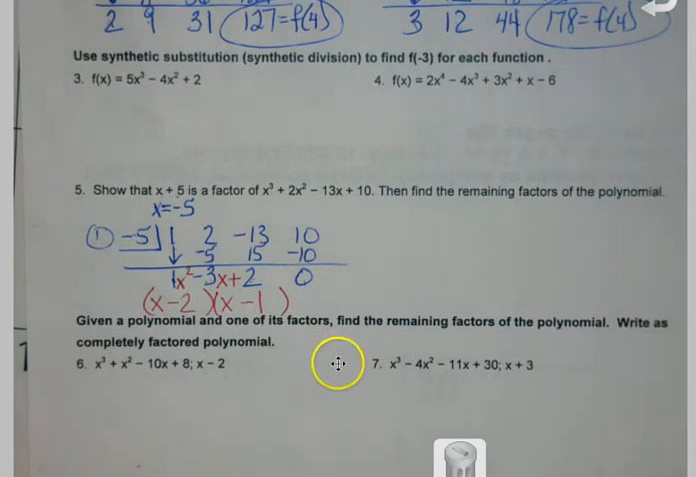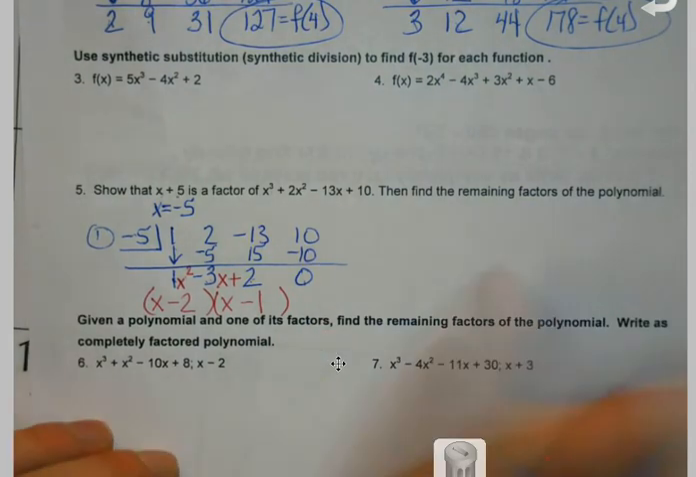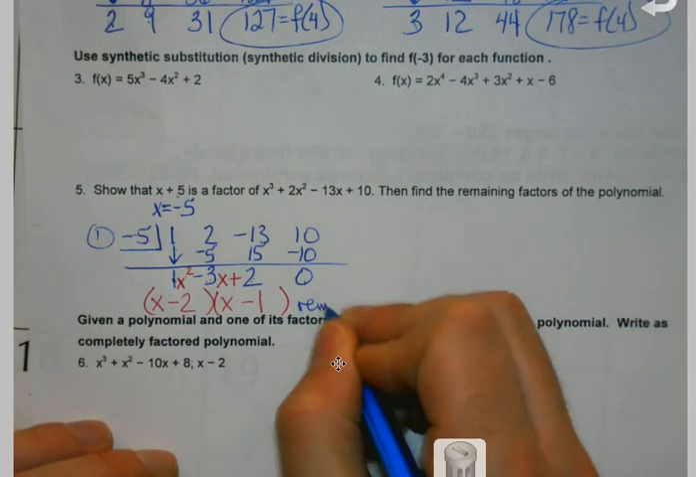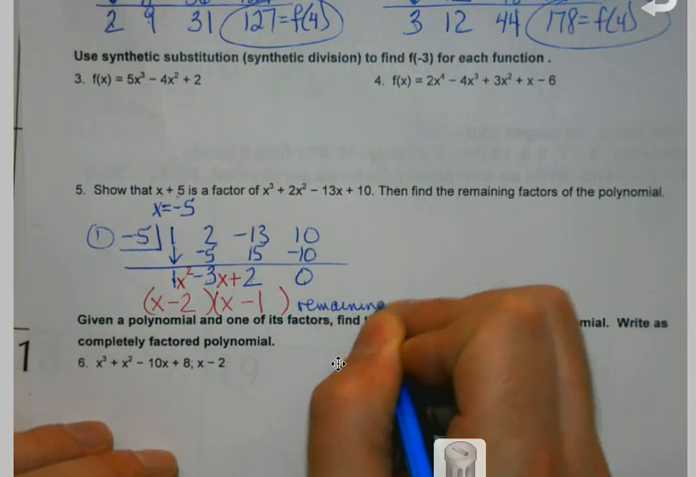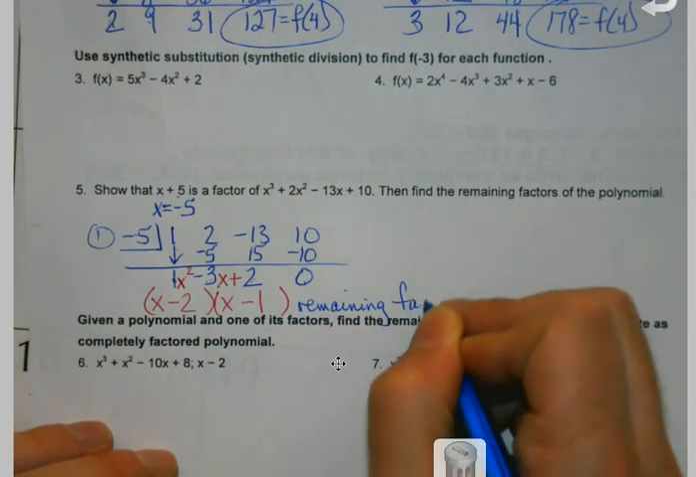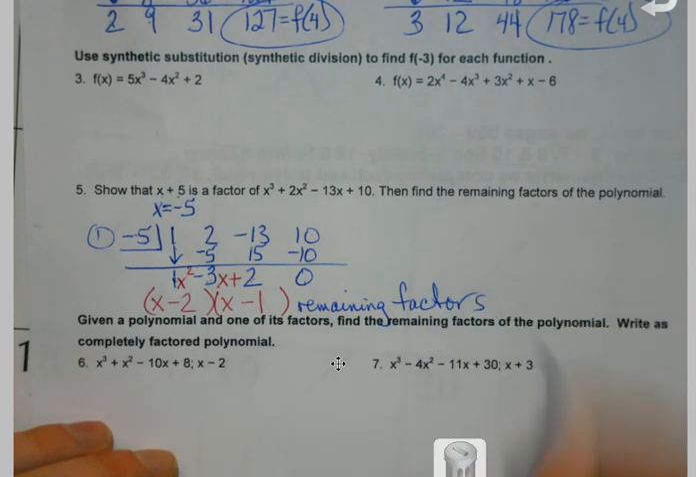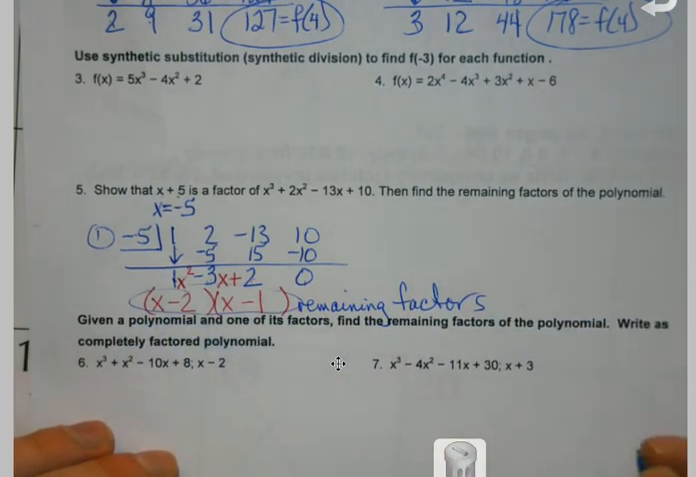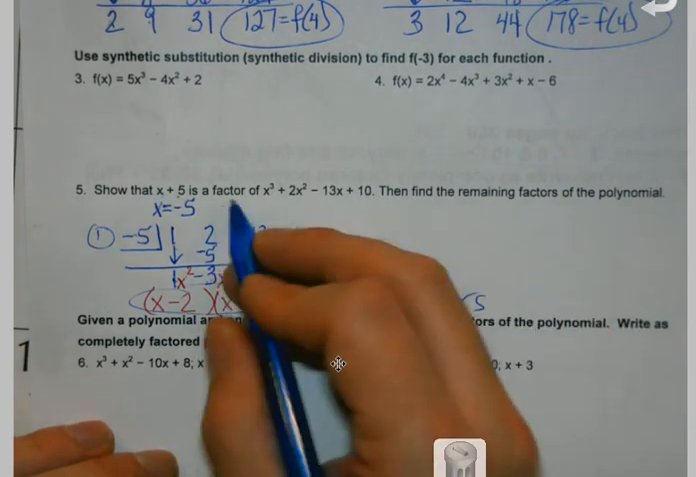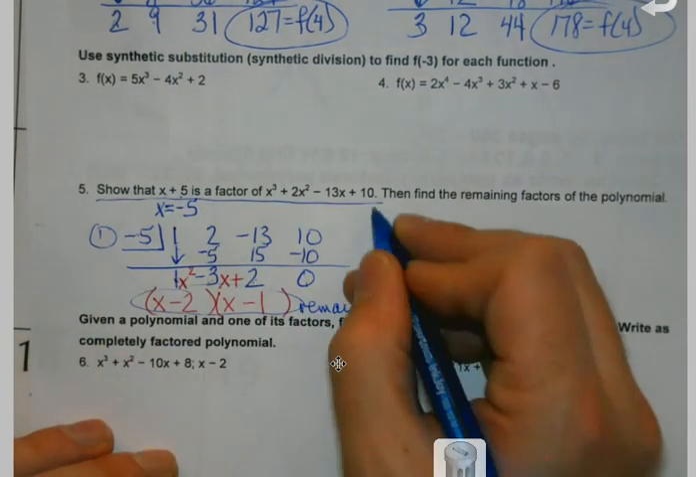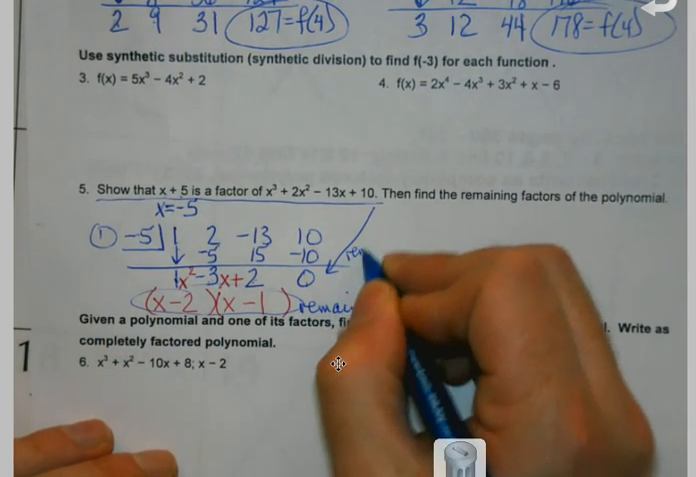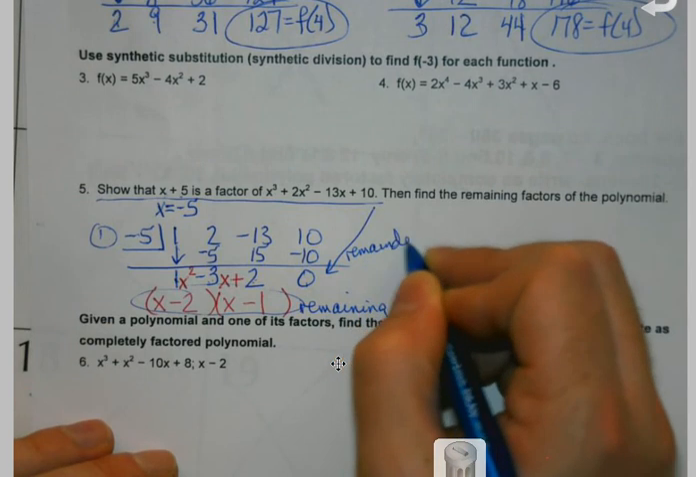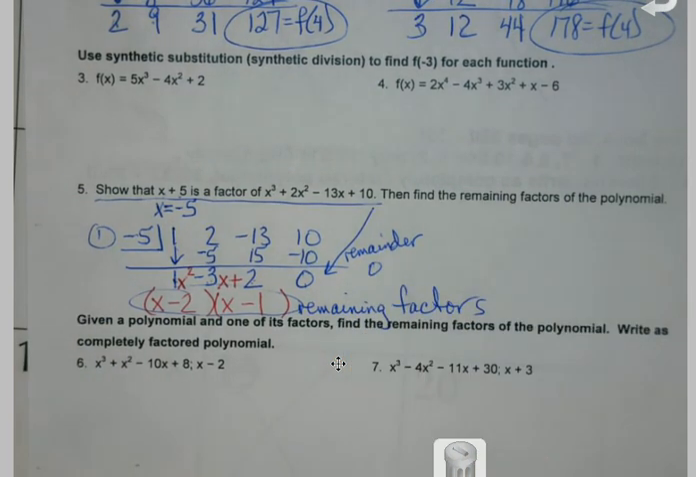So if you're asked to find my remaining factors, that was my second question they wanted me to find. And then again, to show that this is a factor of this, that's proven by showing that there's a remainder of 0.